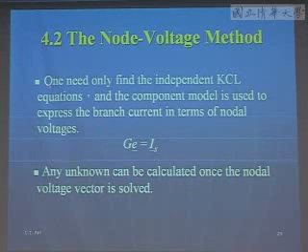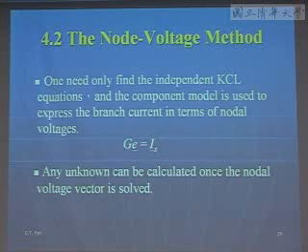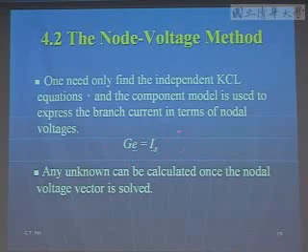So here, we need only find independent Kirchhoff current law equations, and the component model is used to express the branch current in terms of node voltage. 因为解一个 equation Ax 等于 b，x 是 unknown，但是你在写 KCL equation 的时候，写的是电流，并不是电压。那怎么样呢？我们就用 Ohm's law，因为知道电压，你就可以求电流。所以事实上我们只花1/3的功夫，可以把这个 circuit equation 写出来，然后这个 minimum number。So this is the basic principle of the node voltage method.